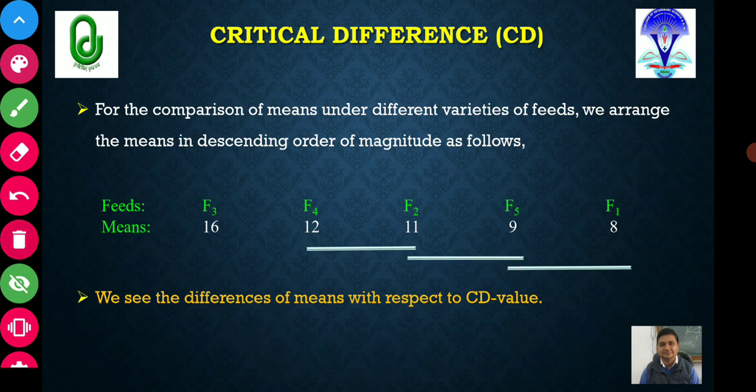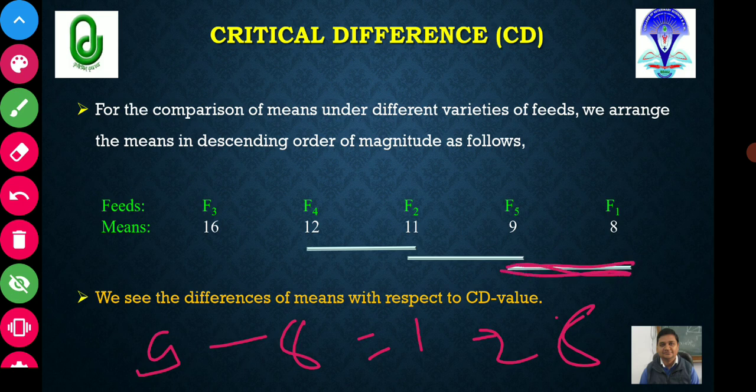Now you test the last one, F5 with F1. F5 is 9 and F1 is 8. So 9 minus 8 is 1, and your calculated CD value was 2.8. That means these two means are the same, so we will underline it. So this is how we express the significant difference between different means.